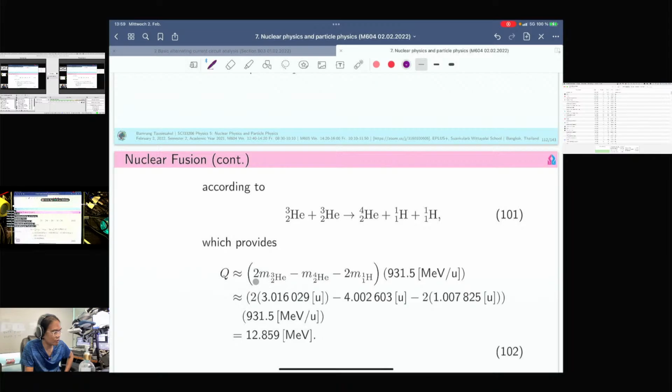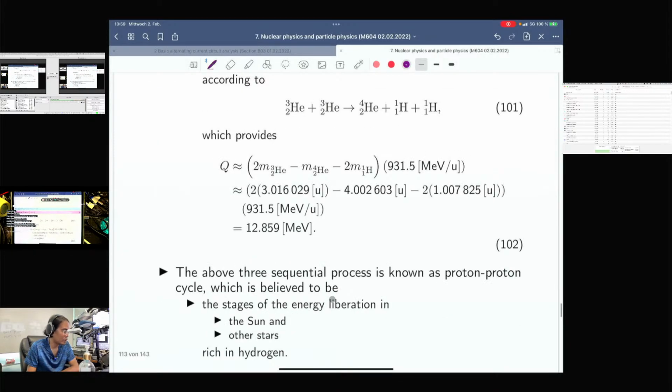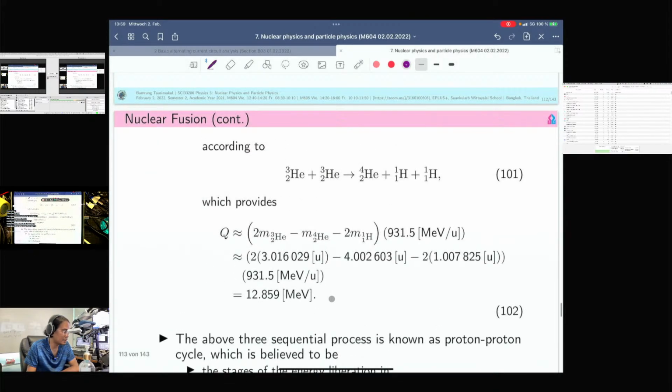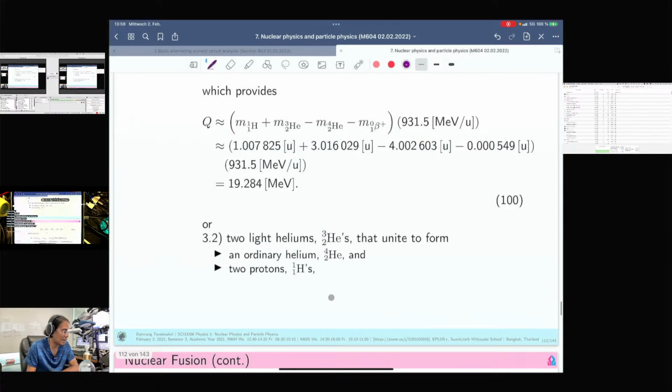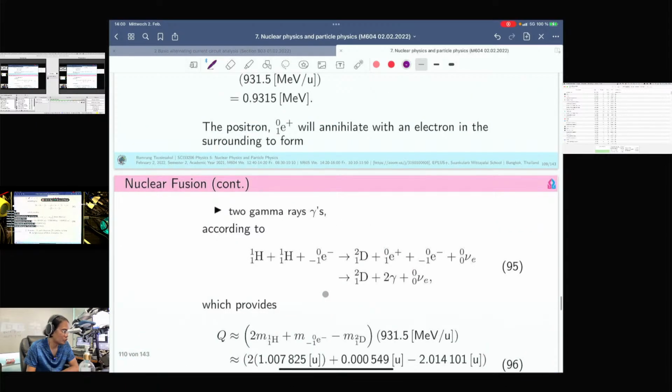You plug in the value of the helium-3 mass, the value of the helium-4 mass or the alpha particle, and you substitute the mass of hydrogen, typical hydrogen. You get the released energy of 12.859 mega electron volts. Okay, and that's the third or the last process in nuclear fusion that could take place on the sun.